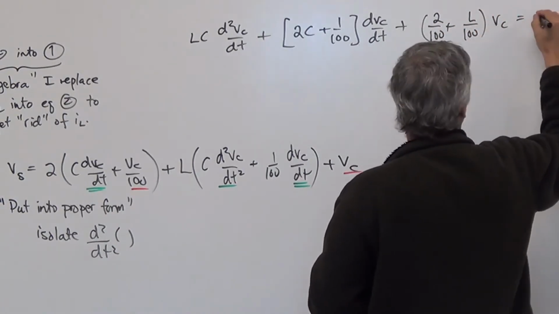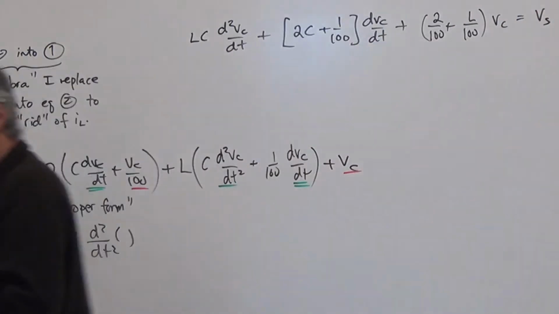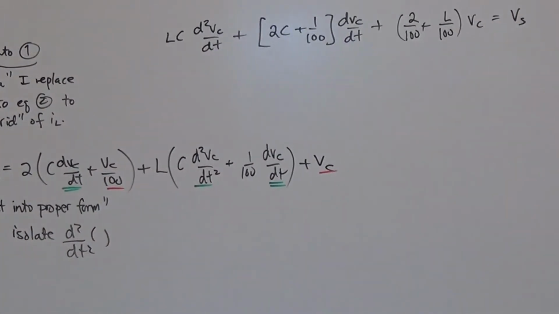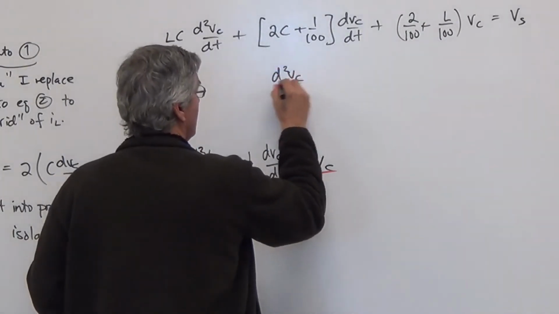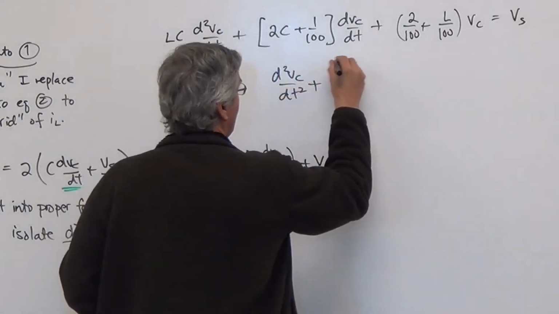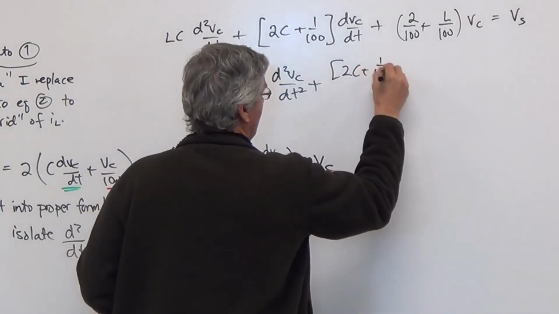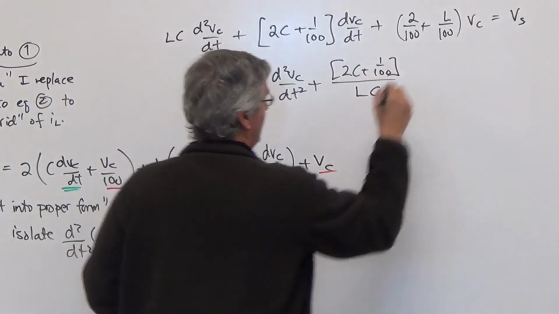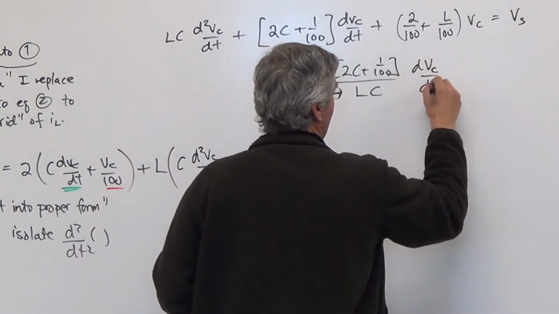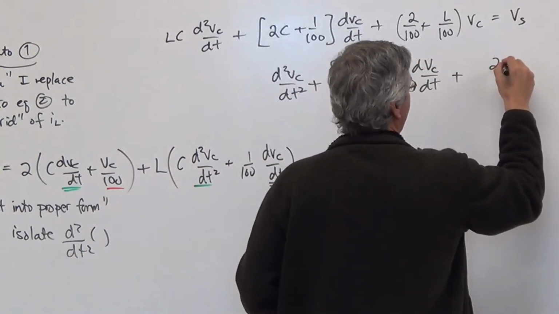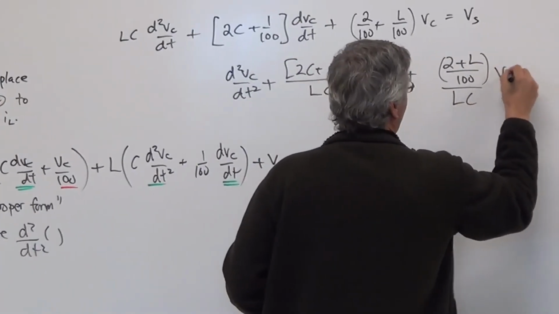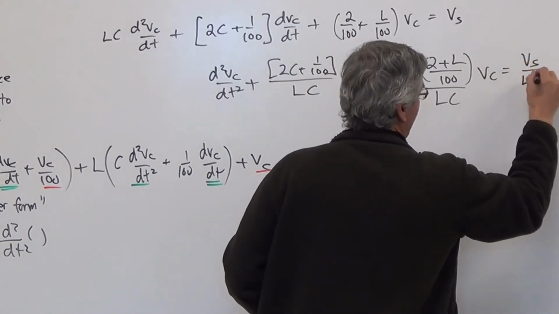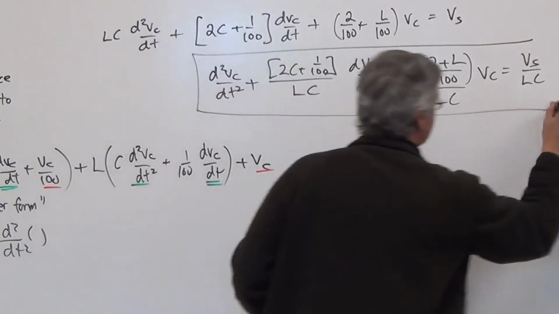dC equals dS. And so, in the end, I got to divide by LC, and then my proper form means that it's got to be this. And then this is what I would call my second order condition.